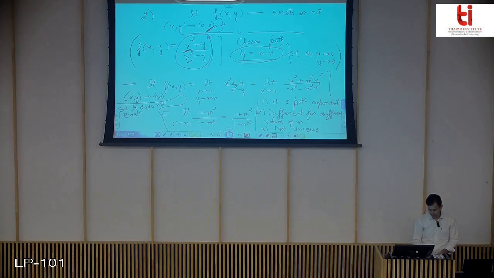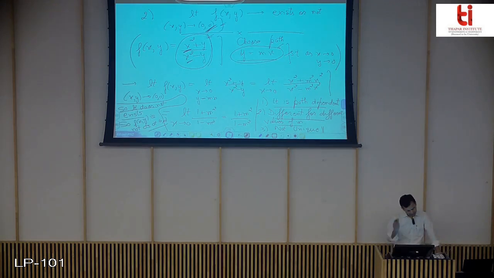Simply, you do not have to write all those things. These are just so that you can clarify the concept more. So the limit is path dependent, that is, it depends upon m. It is different for different values of m, and it is not unique. Hence, you can say the limit does not exist. So the function is not continuous at 0, 0.